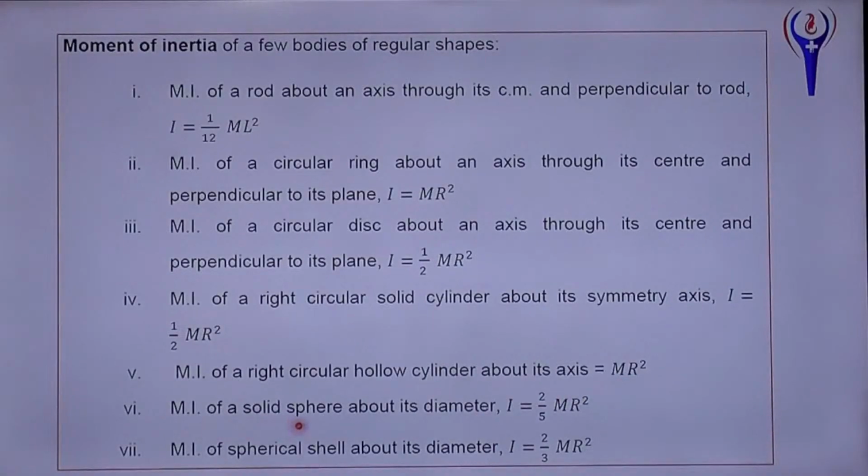Moment of inertia of a solid sphere about its diameter, I equals 2 by 5 M R square. And moment of inertia of a spherical shell about its diameter, I equals 2 by 3 M R square. Noted?